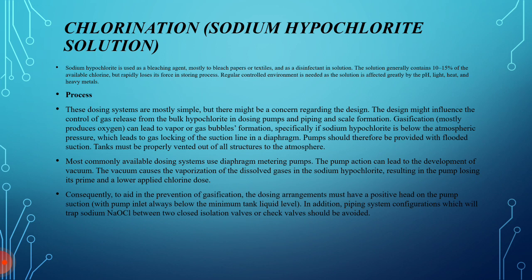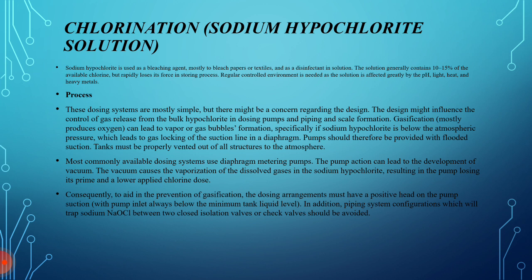Chlorination. Sodium hypochlorite solution. Sodium hypochlorite is used as a bleaching agent, mostly to bleach paper or textiles, and as a disinfectant in a solution. The solution generally contains 10 to 15 percent available chlorine, but rapidly loses its strength in storage. A regularly controlled environment is needed as the solution is affected greatly by pH, light, heat, and heavy metals.